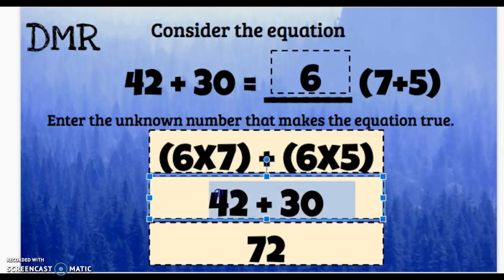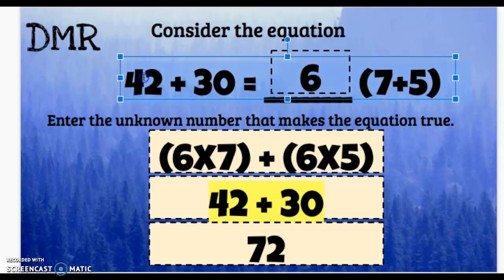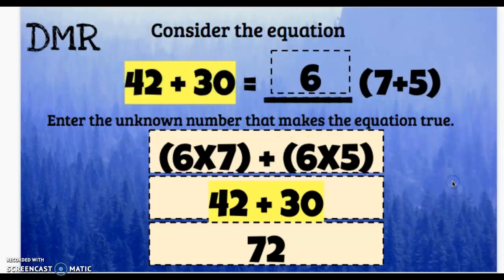But look at that. I have it right here. And I have it right here. Well, right here. So that must mean 6 goes there. So bada bing, bada boom. That's DMR for today.